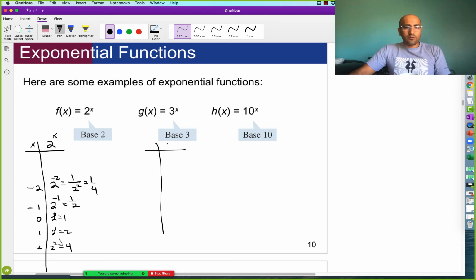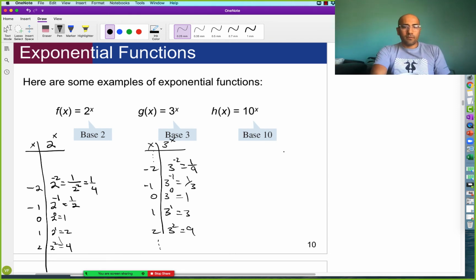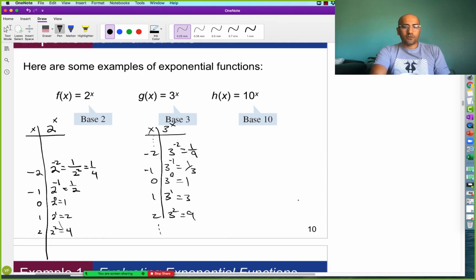Same thing with these other ones. Let's do a couple of values. If we have 3 to the x power, and we have x here, then when x is 0, 3 to the 0 power equals 1 still. 3 to the 1 power equals 3. 3 to the second power equals 9, and so on and so forth. Negative 1, that'd be 3 to the negative 1 power, which equals 1/3. And negative 2, that would be 3 to the negative 2 power, which equals 1/9. Going that way, and so forth. And similar with base 10. Questions?